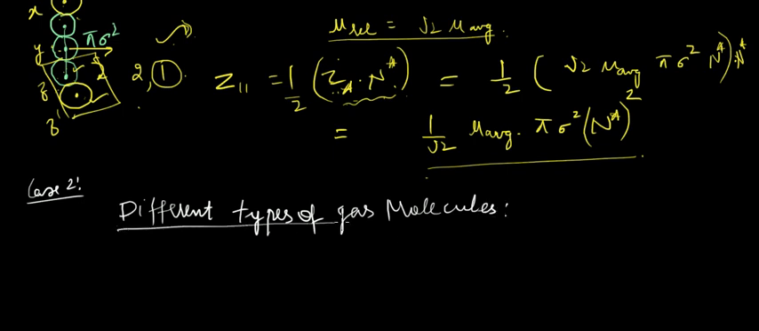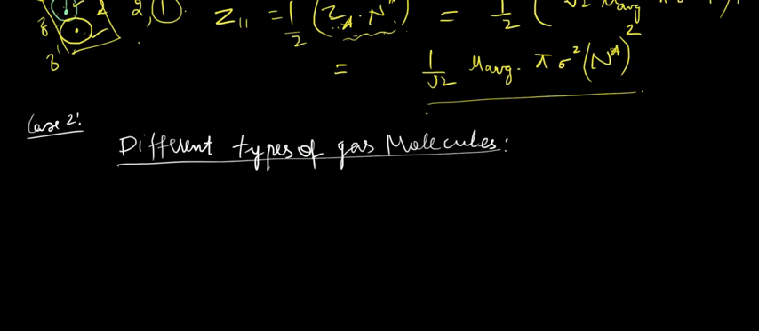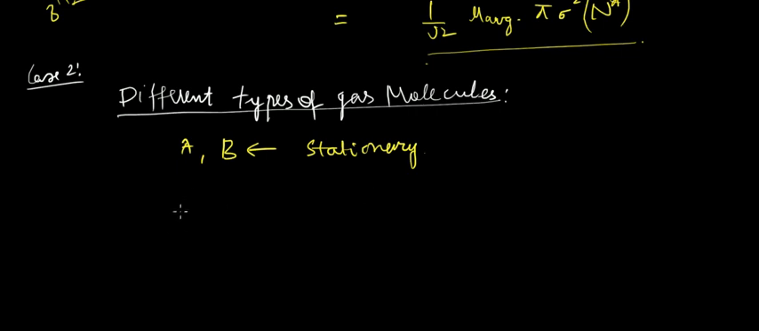So here let's consider that we are taking two gas types, gas A and gas B, and we are considering that gas B particles are stationary. Again we can write Z11, rather Z12 in this case, because Z11 represents molecules of the same type, but Z12 would represent collision of type 1 with the second type of gas, which is B in this case.